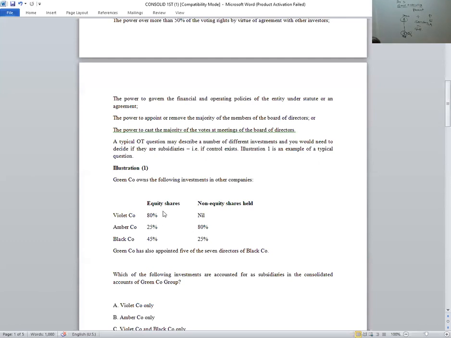Black Company: 45% equity, 25% non-equity. Green Company has also appointed 5 of the 7 directors of Black Company. Which of the following investments should be accounted for as subsidiaries in the consolidated accounts of Green Company?